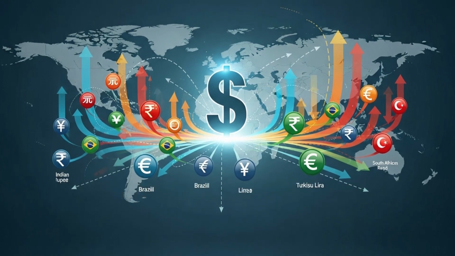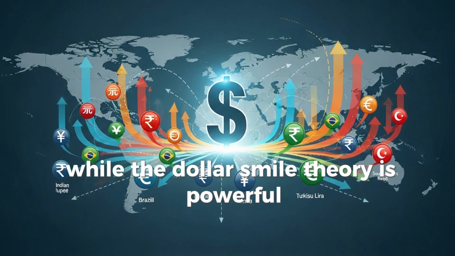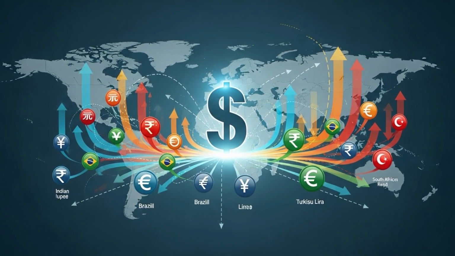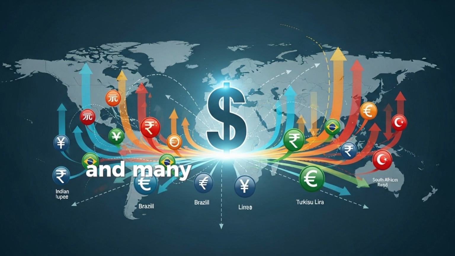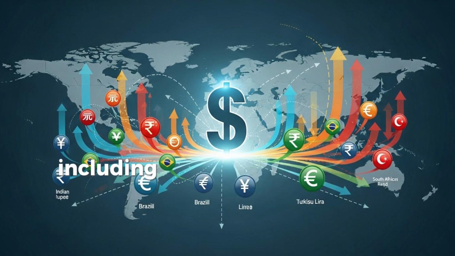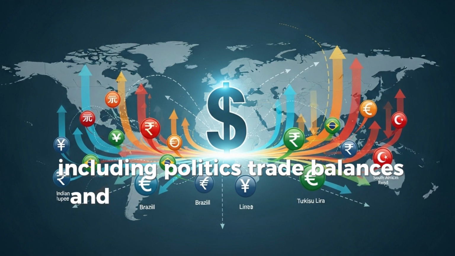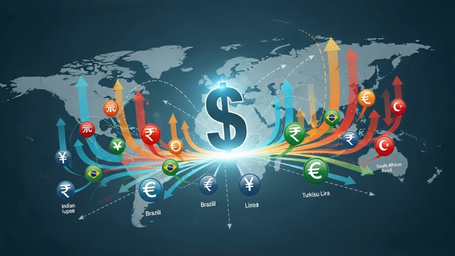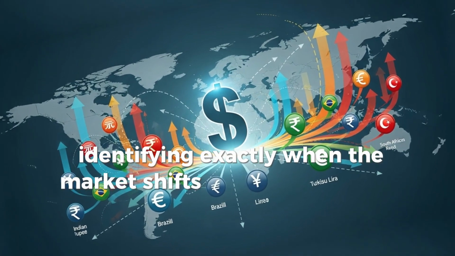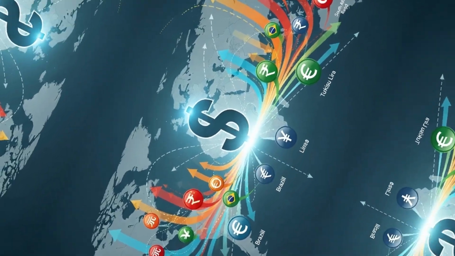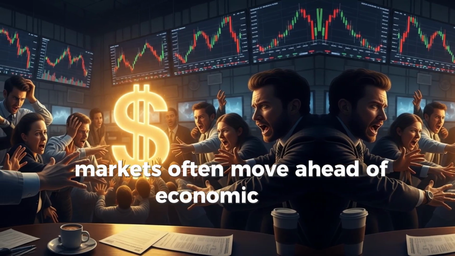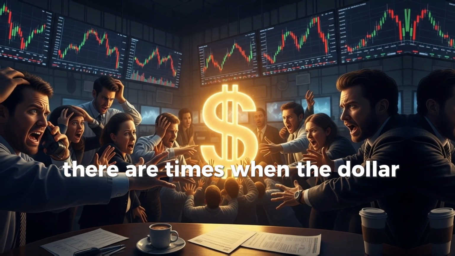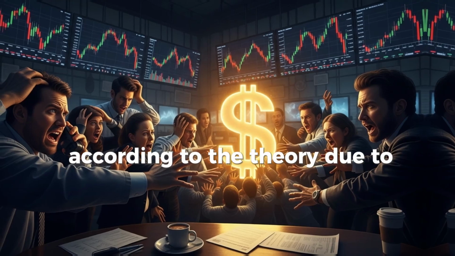Limitations of the theory. While the dollar smile theory is powerful, it is not perfect. 1. Oversimplification. The global economy is complex, and many factors influence currency movements, including politics, trade balances, and central bank interventions. 2. Timing challenges. Identifying exactly when the market shifts from one phase to another is difficult. Markets often move ahead of economic data. 3. Exceptions exist. There are times when the dollar does not behave according to the theory due to unique circumstances or policy changes.